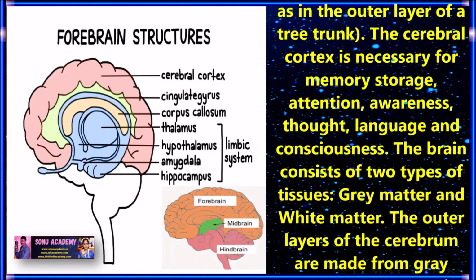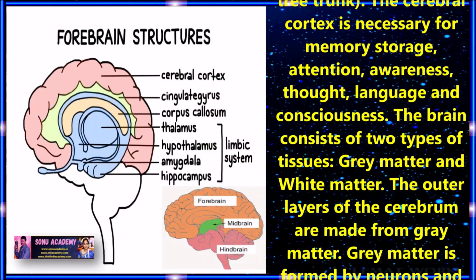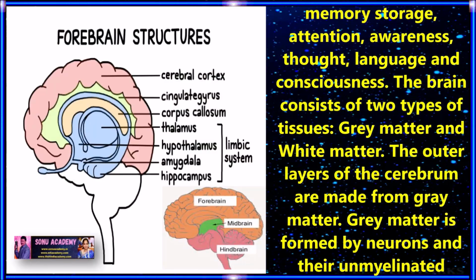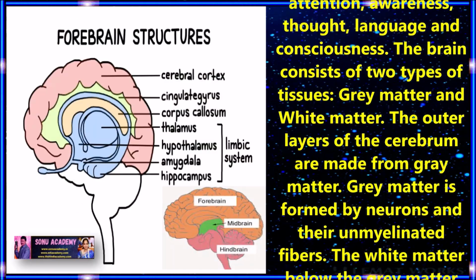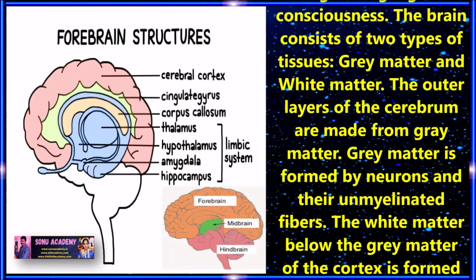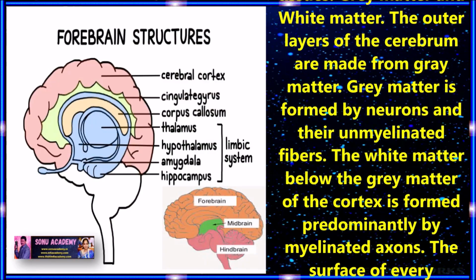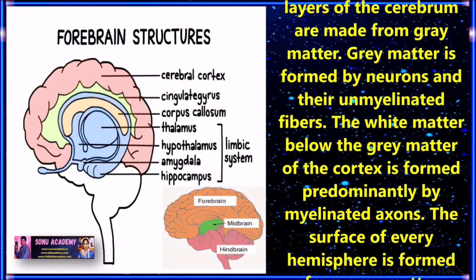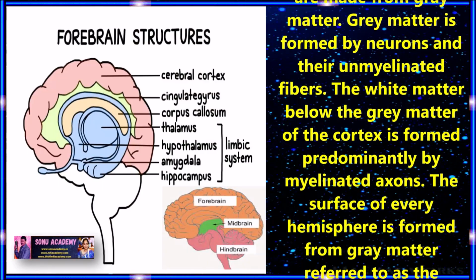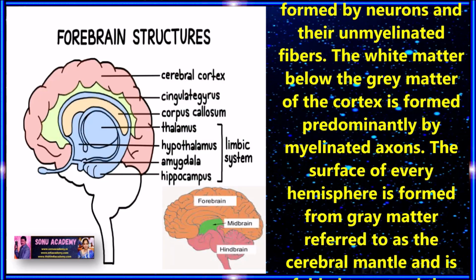The brain consists of two types of tissues. Already we discussed that. First one is gray matter and the second is white matter. The outer layer of the cerebrum is made from gray matter. The gray matter is formed by neurons and their unmyelinated fibers. The white matter below the gray matter of the cortex is formed predominantly by myelinated axons.